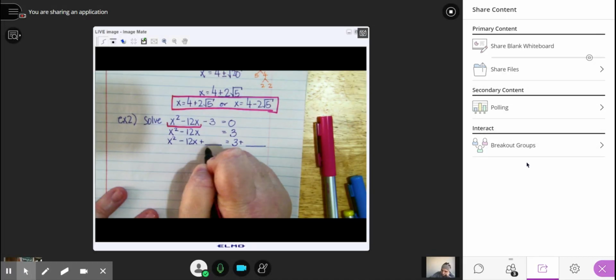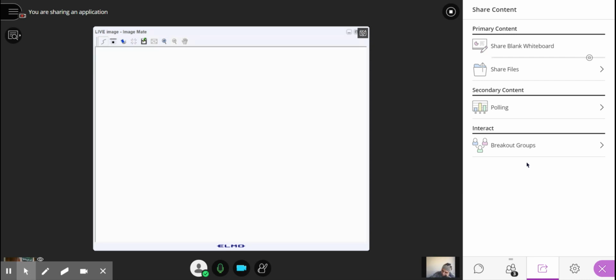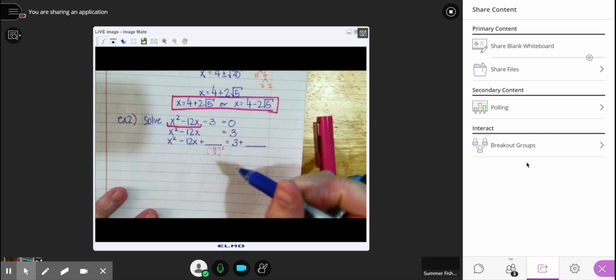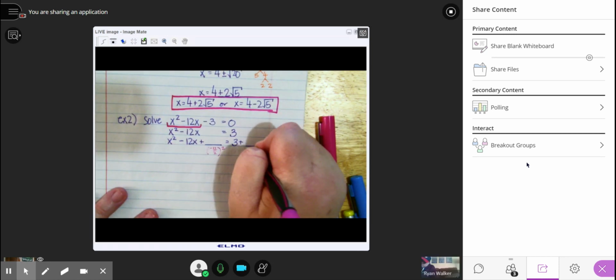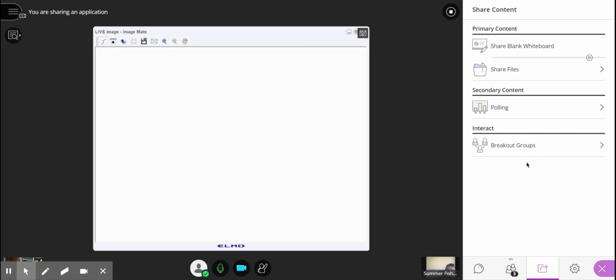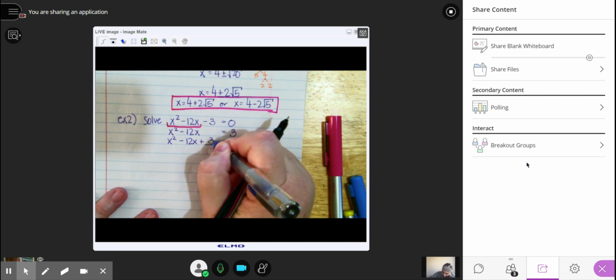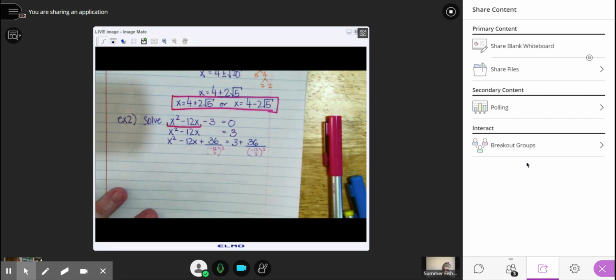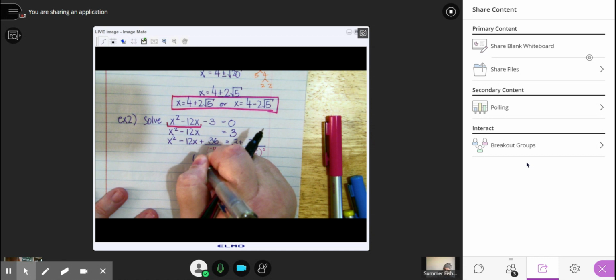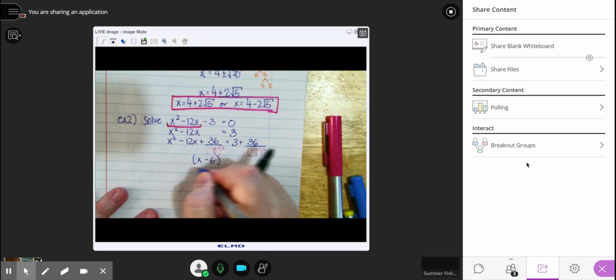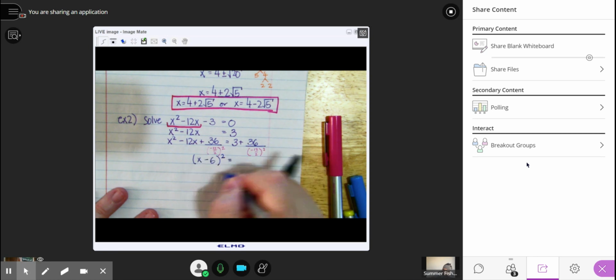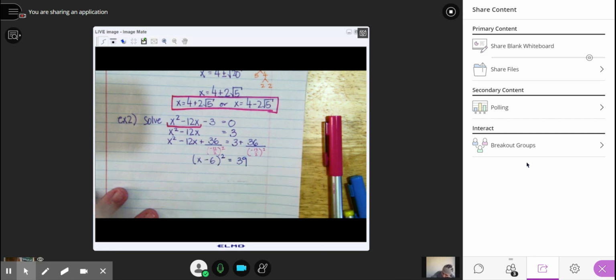So now when I add to both sides, it's going to be a negative 12 over 2 squared. Negative 12 over 2 is 6. And when I square a 6, I get a 36. So I will have x minus 6 squared is equal to 39.